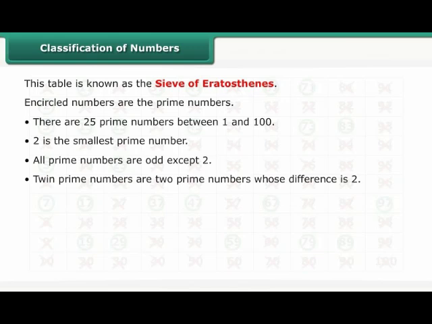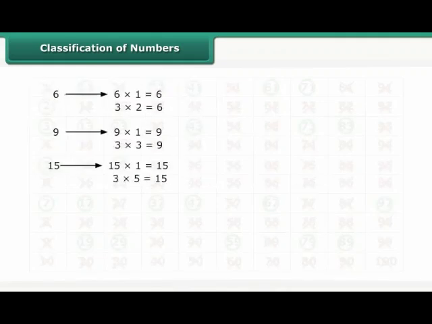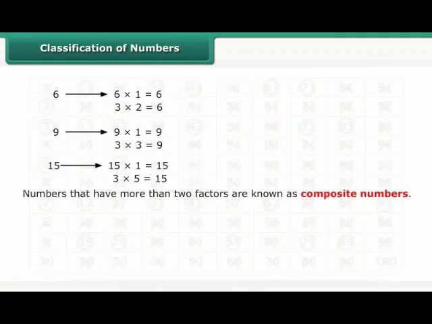Let us look at some more numbers and their factors. All these numbers have more than 2 factors. Numbers that have more than 2 factors are known as composite numbers.